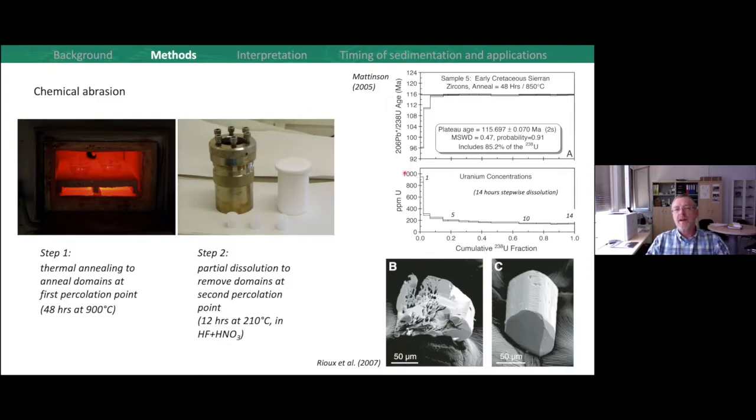And Jim Mattinson demonstrated this. In 2005, he really invented this technique with stepwise leaching. First, all these zones which have high uranium get dissolved. They have much too low dates, and then from step 3 on, maybe you get coherent dates for the rest of the zircons, with the low uranium concentrations. That works in most cases, but it's purely empirical.